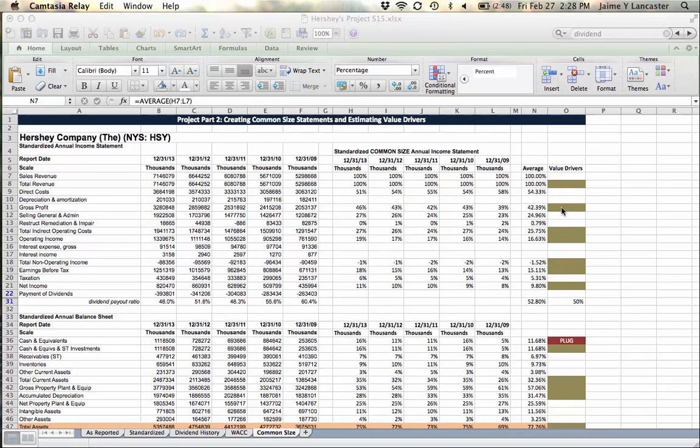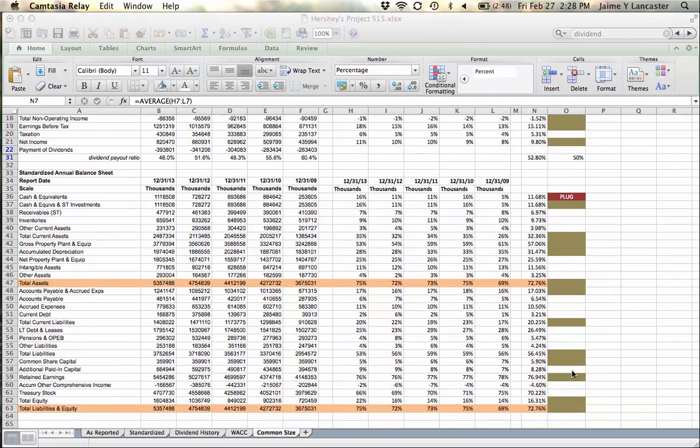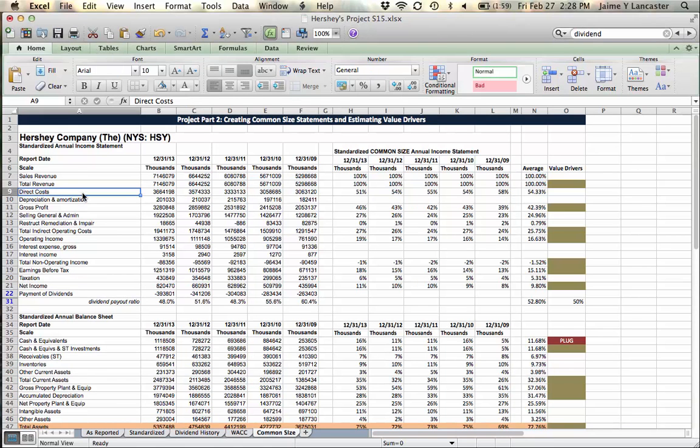So in our last tutorial, we identified the financial statement items that don't need value drivers. In this tutorial, we're going to look at ones that can appropriately be forecasted as some percentage of sales, right? The easiest one in my mind to visualize or to think about is this one, direct costs.